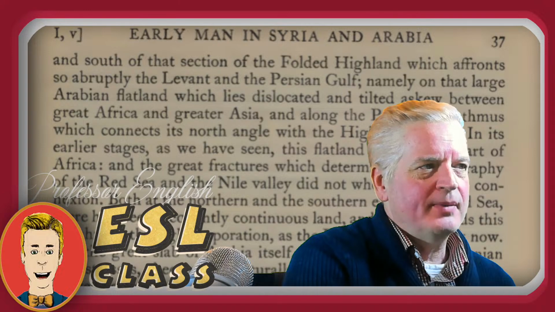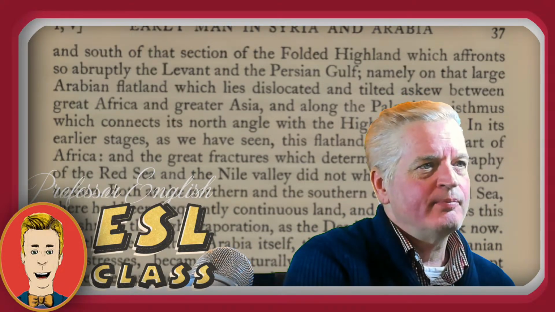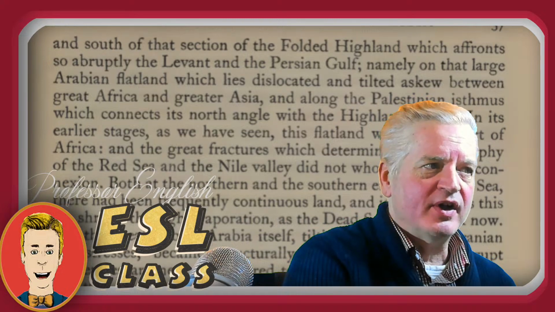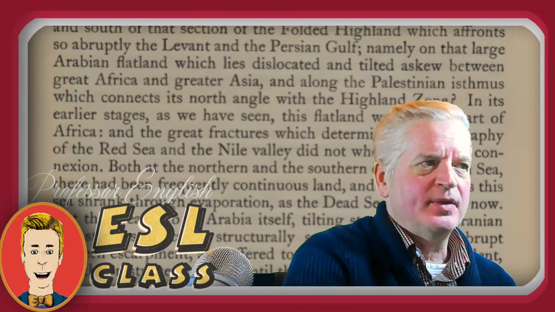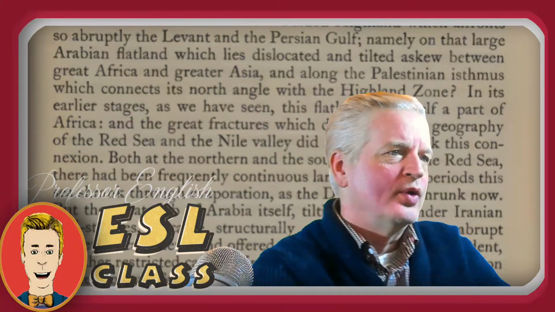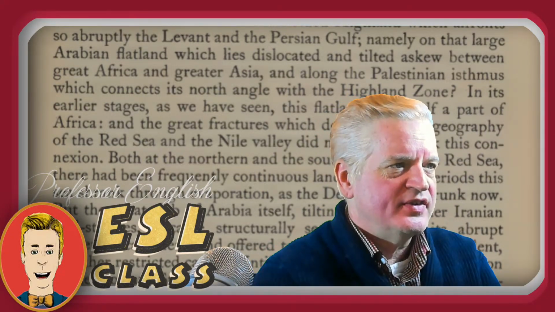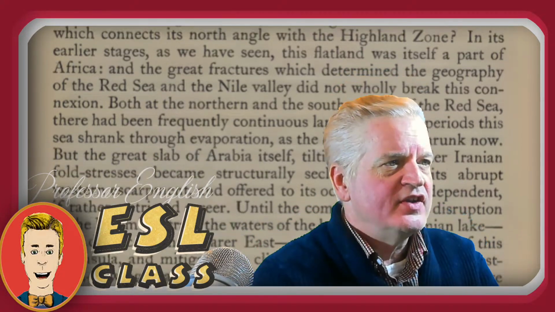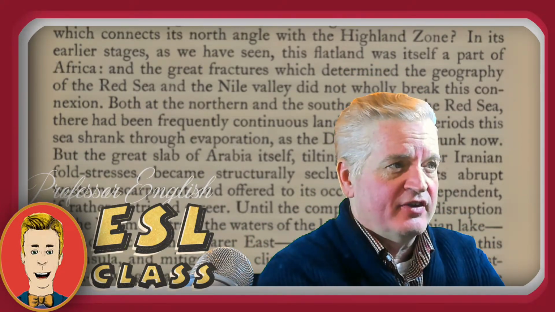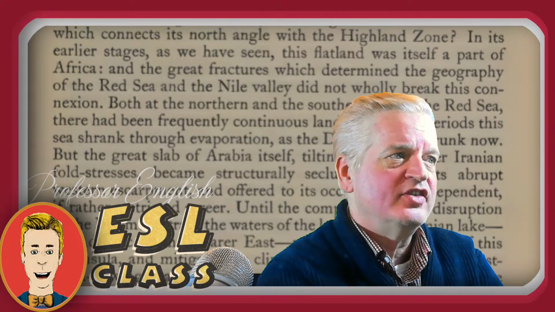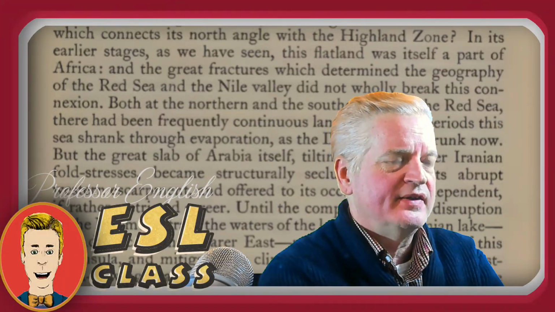Namely on that large Arabian flatland, which lies dislocated and tilted askew between Greater Africa and Greater Asia, and along the Palestinian Isthmus, which connects the North Angle to the Highland Zone. In the earlier stages, as we've seen, this flatland was itself a part of Africa, and the great fractures which determined the geography of the Red Sea and the Nile Valley did not wholly break this connection.